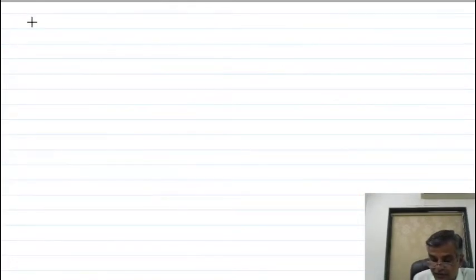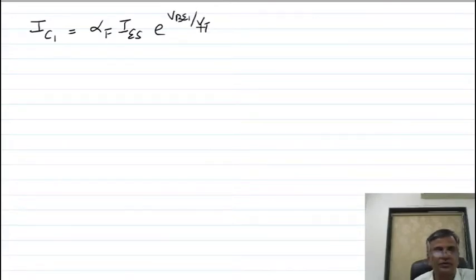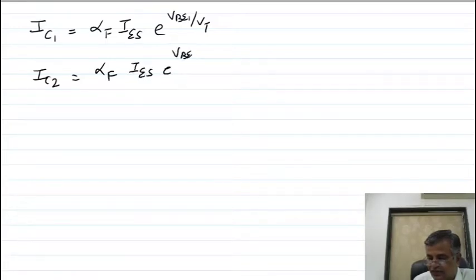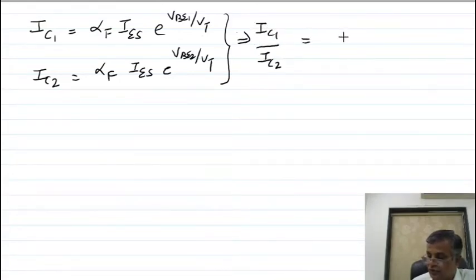Now we know the equation of the collector current for both the transistors, as we have already written in a previous lecture. This is the thermal voltage. IC2 we can write as alpha into IES, the saturation current, upon VT. So from these two I can write IC1 upon IC2 is equal to e raised to VBE1 minus VBE2 upon VT.